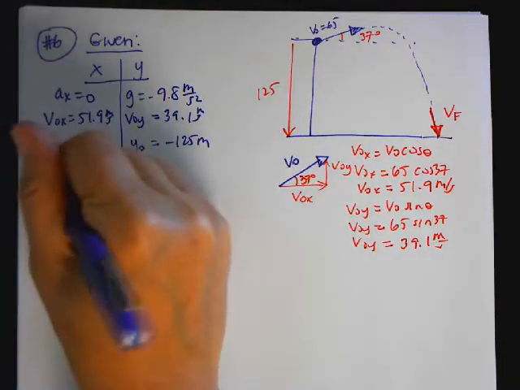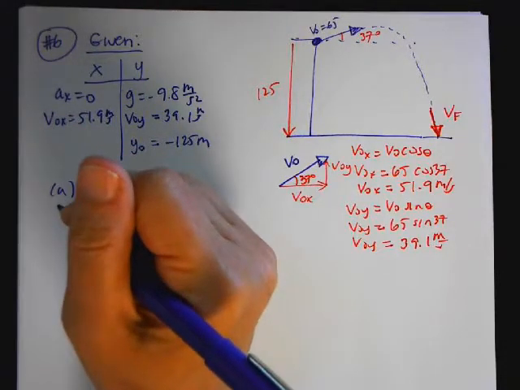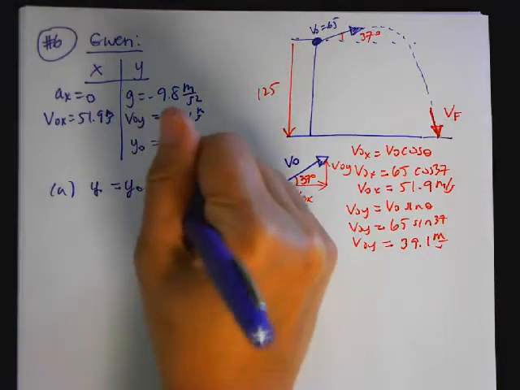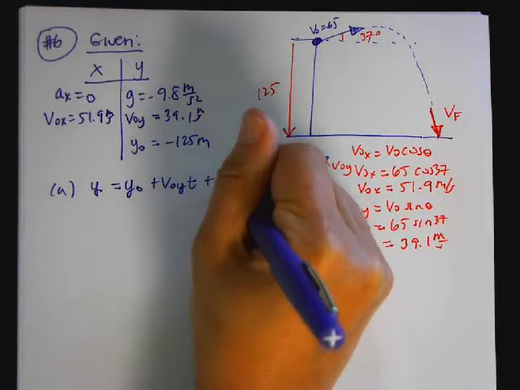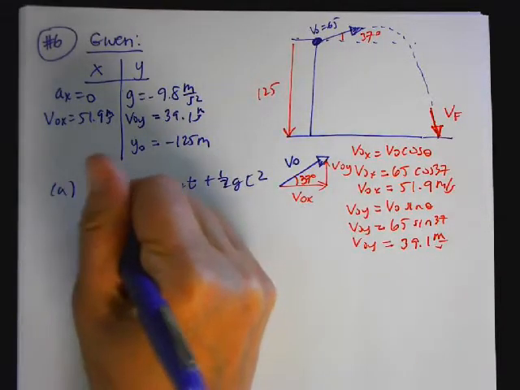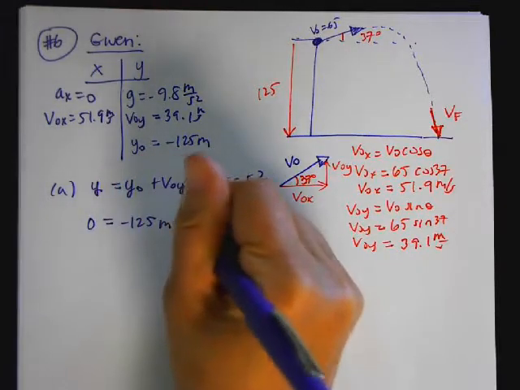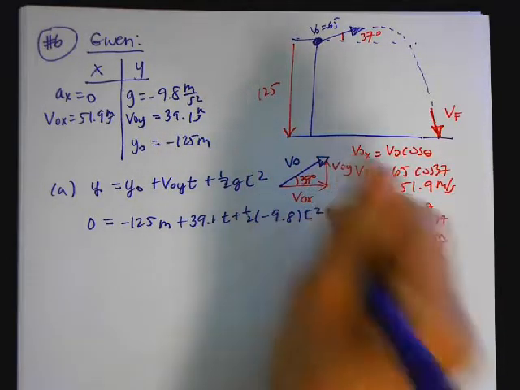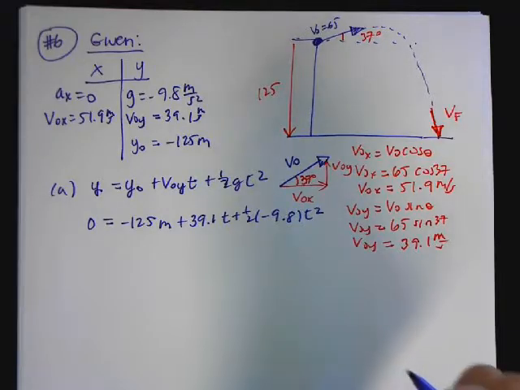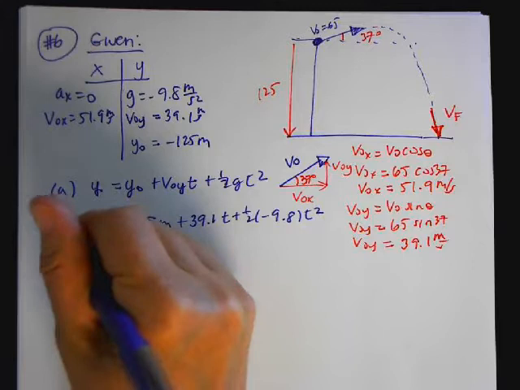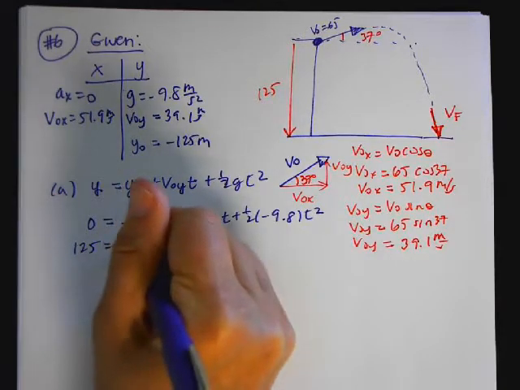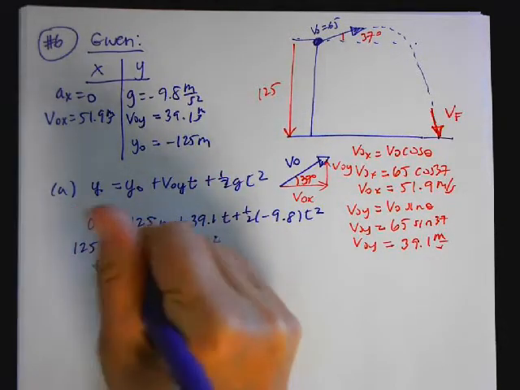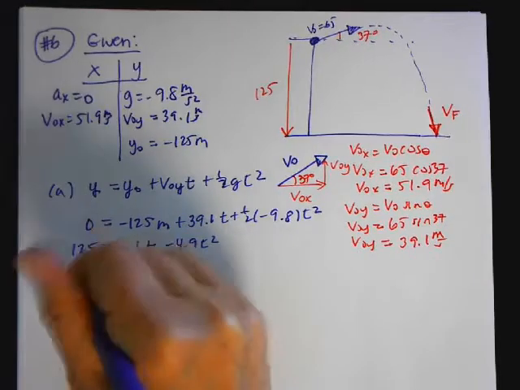Where do I start? Well, part A says determine the time taken. So when I use the equation y is equal to y naught plus v naught y t plus 1/2 g t squared, I have 0 is equal to negative 125 meters plus 39.1 t plus 1/2 negative 9.8 t squared. So I'm going to have to use the quadratic equation. When I use the quadratic equation, I'm going to end up with 125 is equal to 39.1 t minus 4.9 t squared. The positive value of t comes out to be 10.4 seconds.